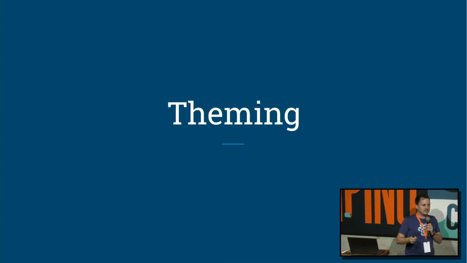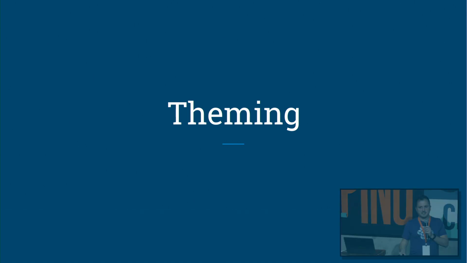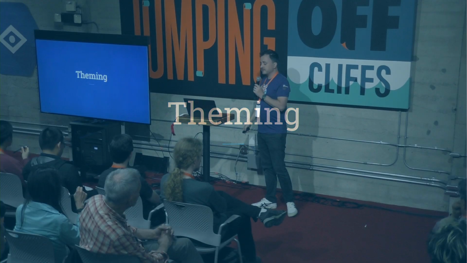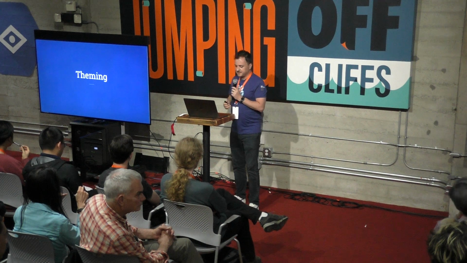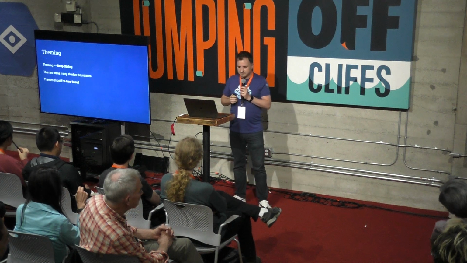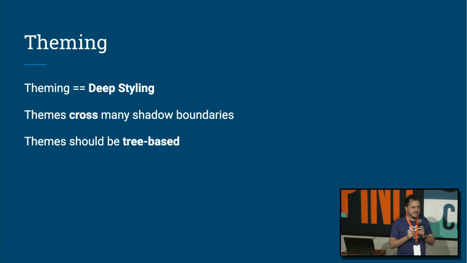Okay, so that's styling, both from a defining and a using point of view. Next, let's take a look at theming techniques. So just a refresher, theming is the same as styling, except it's deep styling. Themes will cross many different shadow boundaries. And ideally, themes are tree-based, meaning that they're not global, right?